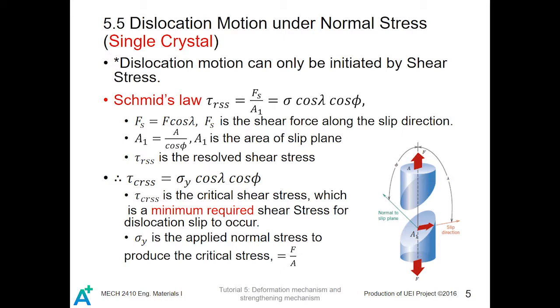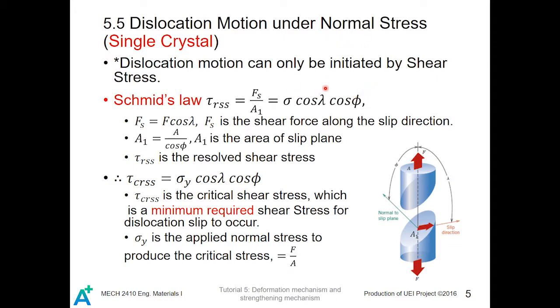And using the picture here, you can define that the resolved shear stress is equal to Fs, the shear force along the slip direction, over A1. A1 is the area of the slip plane, which is equal to the applied normal stress times cosine of this angle and cosine of this angle.